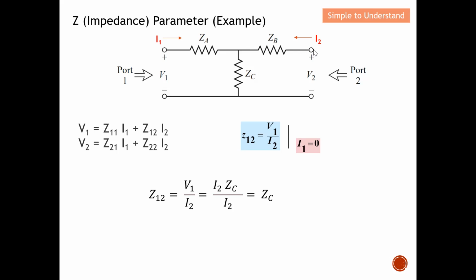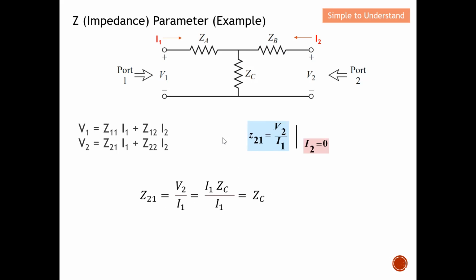Basically, over here the current I2 flows, and I assume that it flows through this part here. So my V1 is equal to I2 ZC, which is illustrated here. This I2 I cancel, and I get my ZC. So my Z12 is equal to ZC.